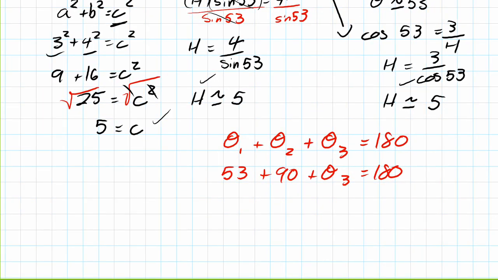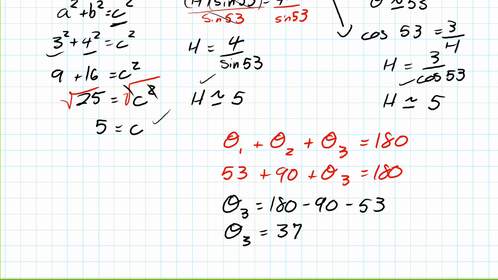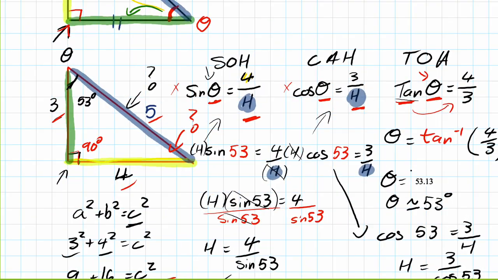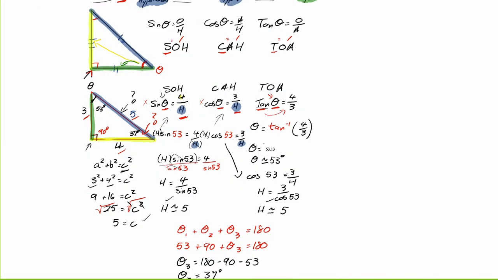Well, we can use our algebra to isolate for that. We're going to bring the other two over, so we get theta 3 is equal to 180 minus 90 minus 53, and we get the other angle is going to be 37, I believe. 37 degrees. So there we go. You can use that. If you did, you could use again your primary trig ratios to solve that. We end up with 37 in the end.